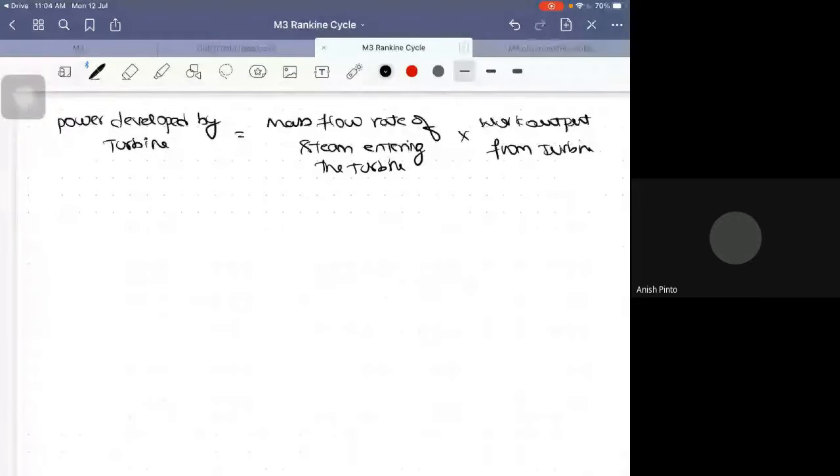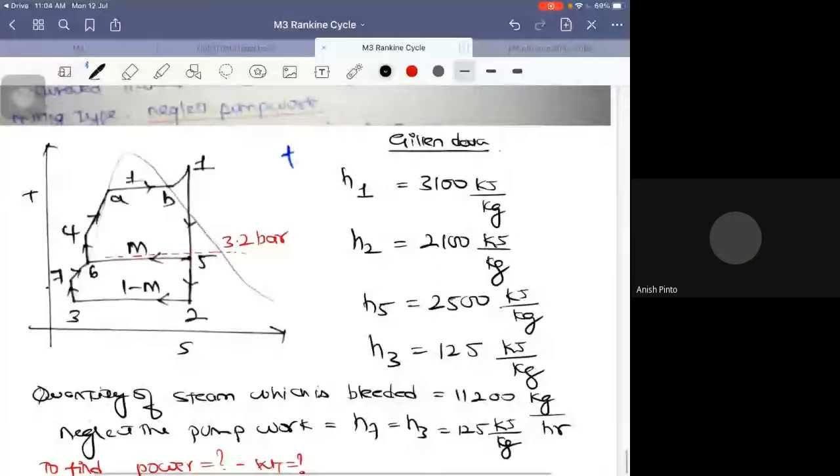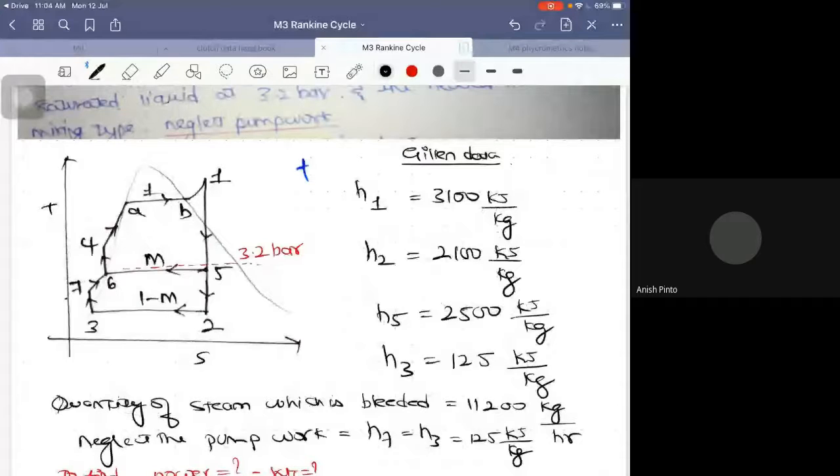So how do you calculate this? Work output from the turbine is WT. Come back to the PS diagram. In this PS diagram, turbine work output is from which state to which state? 1 to 5 and 5 to 2. Very good. So can I write it as W 1 to 5 plus W 5 to 2? Turbine work is given by two stages, correct?